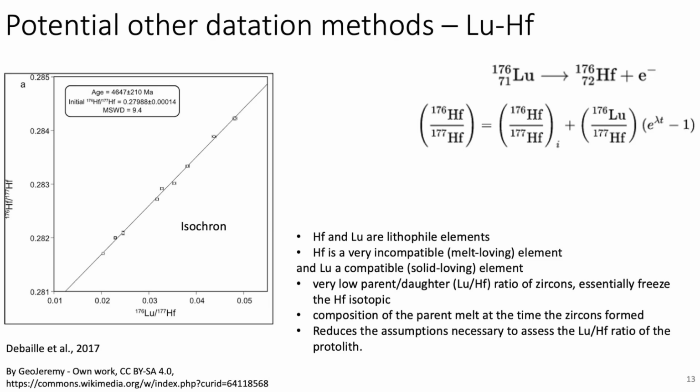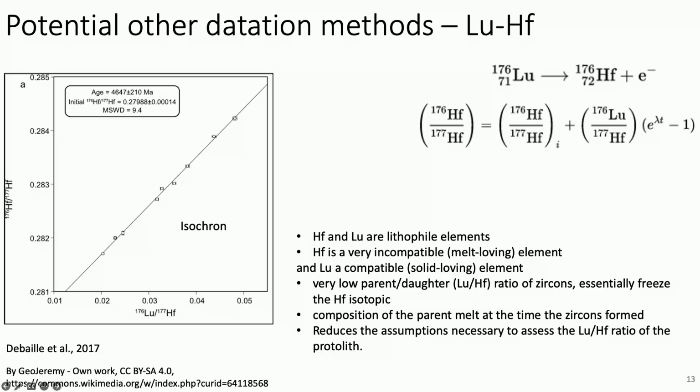Plus, in the zircon there is a very low parent-daughter ratio that essentially also freezes the initial hafnium isotopic ratio when it formed. So that also allows us to see if there are some trends, if stuff has been reprocessed as a function of time. We have the starting point, the oldest time where anything happened, when this rock was formed for the first time. So we can get the composition of the parent melt at the time when the zircon formed, and that also reduces the assumptions needed to assess the lutetium-hafnium ratio of the protoliths.